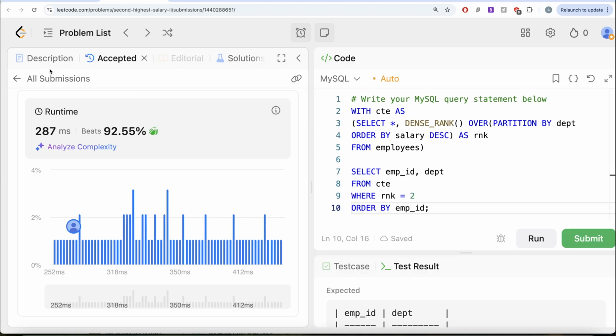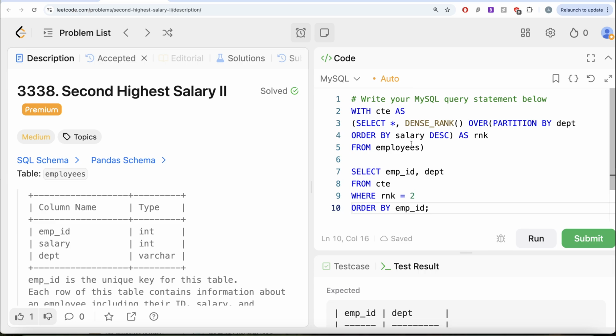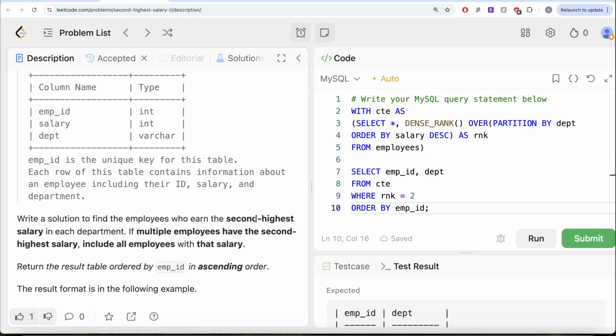So not a difficult question. What we had to basically do was, firstly, from this employees table, we ranked based on the salary in descending order so that we have highest ranked salary, second highest salary, and so on. Once we had the ranking done using the dense rank function, and why use dense rank, we discussed about it, we kept only those rows where rank equal to 2 because we need the second highest salary. And we returned only the required columns and ordered by employee ID in ascending order. So this is how we do it.